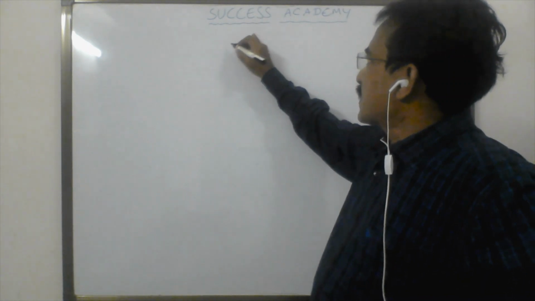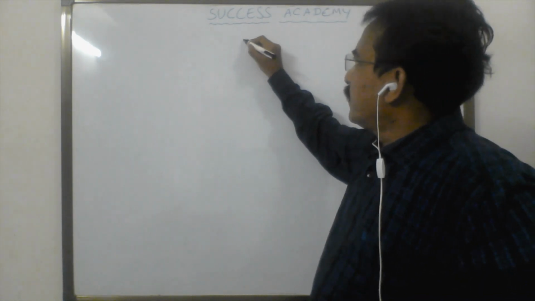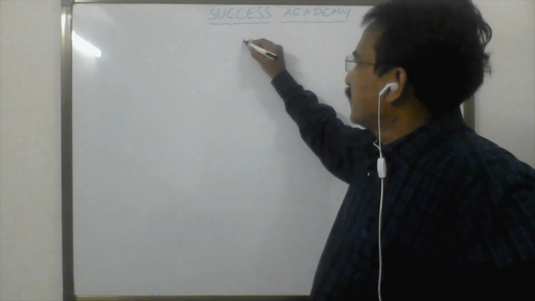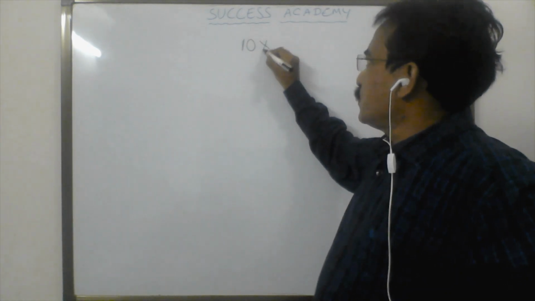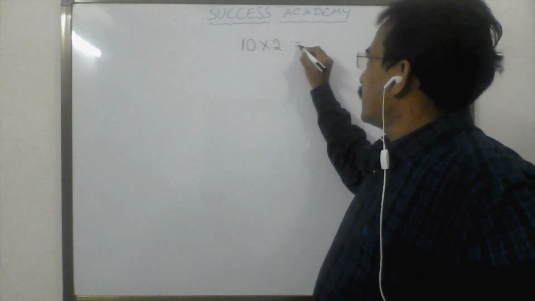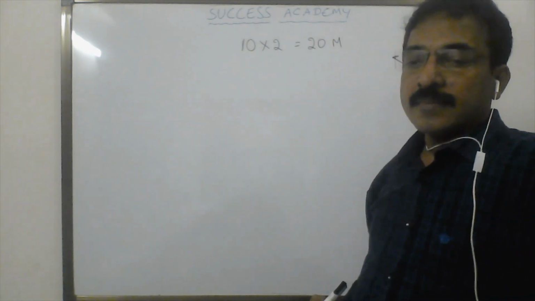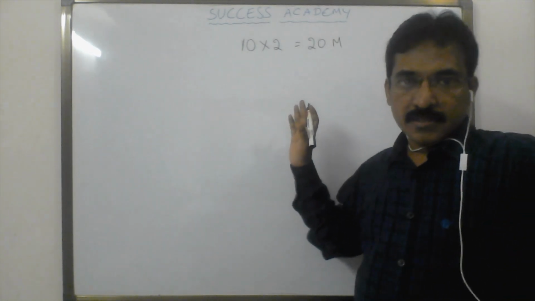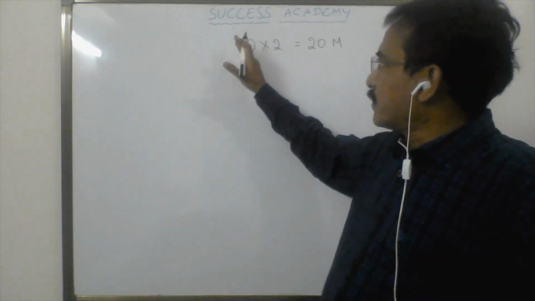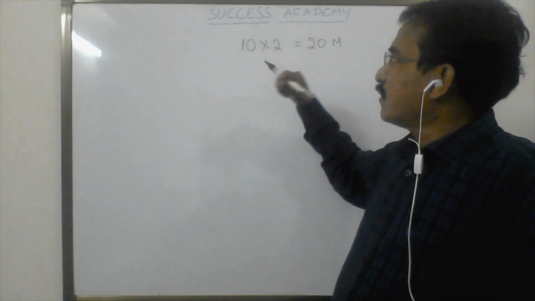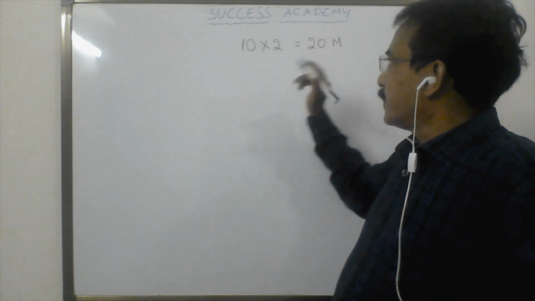First, section A has 10 questions. Each question carries 2 marks. Total 20 marks. So there is no choice in this section A. Out of 10 questions, we have to write all the 10 questions, 20 marks.